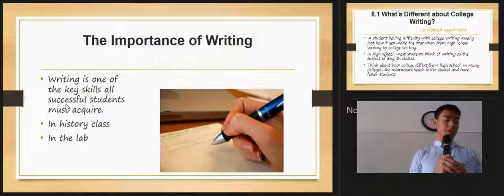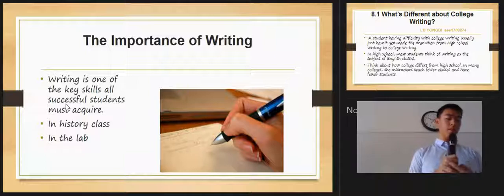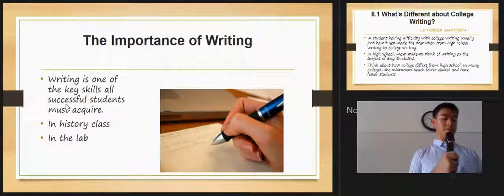First of all, you need to understand the importance of writing. Writing is one of the key skills all successful students must acquire. But however important these details are to your instructors, they don't mean much if you can't explain them in writing. For example, when you have history class, you may be good at remembering important details, names, causes, and so on. However, they don't mean much if you can't explain them in writing.